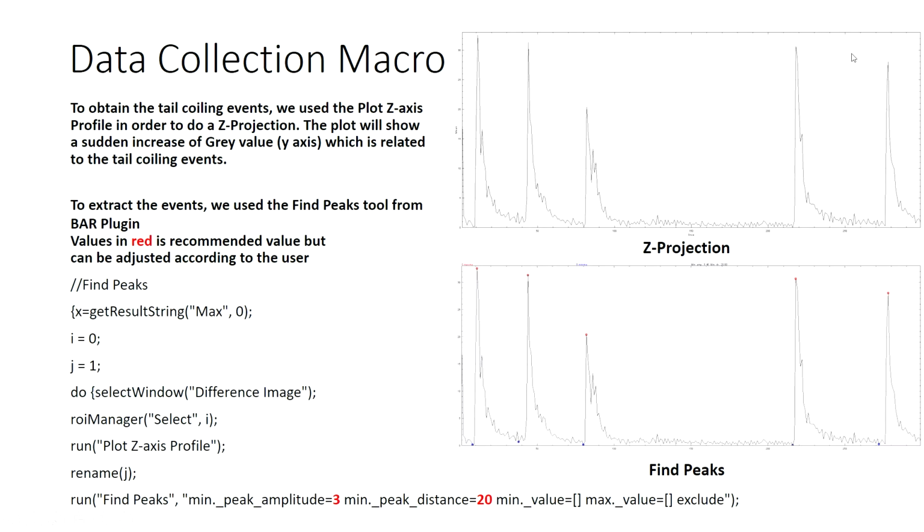Each peak means that there is tail coiling that happens at that time. So to extract the events, we use the Find Peaks tool from the BAR plugin, and it will mark the maxima of each peak, which shows how many tail coiling events happen. And here's the macro, which will also be included.